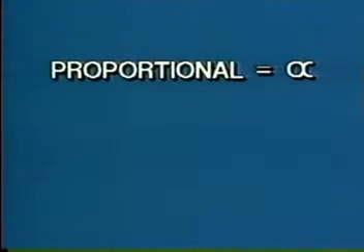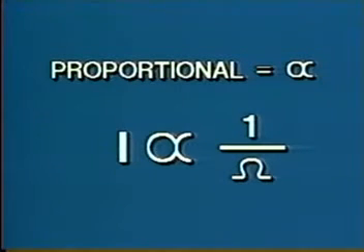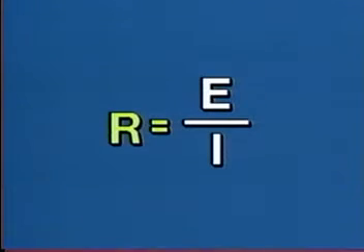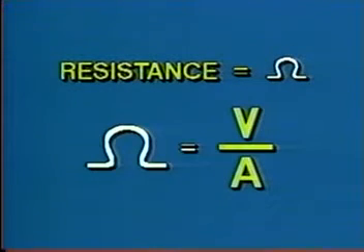You've already learned that there is a relationship among the three fundamental qualities of electricity. Specifically, Ohm's law states that current is directly proportional to voltage and inversely proportional to resistance. This fact can be represented by a simple formula. Resistance equals voltage over current. Or, using our standard abbreviations, R equals E over I. You can also state Ohm's law as ohms equals volts over amperes, with the abbreviations omega equals V over A.